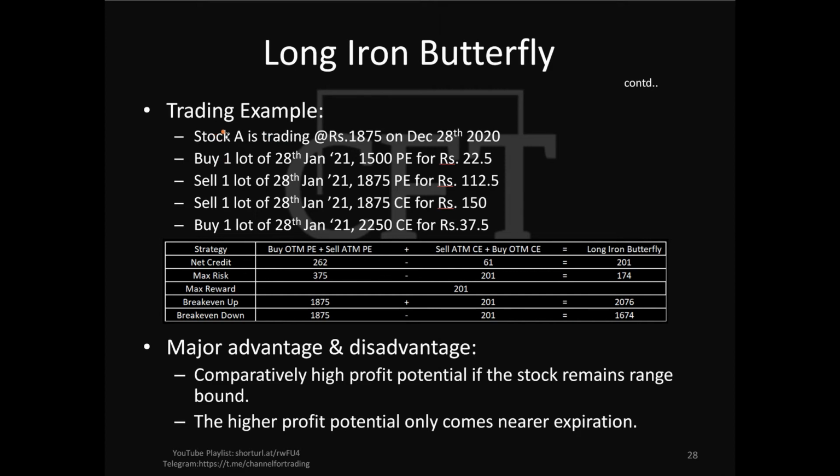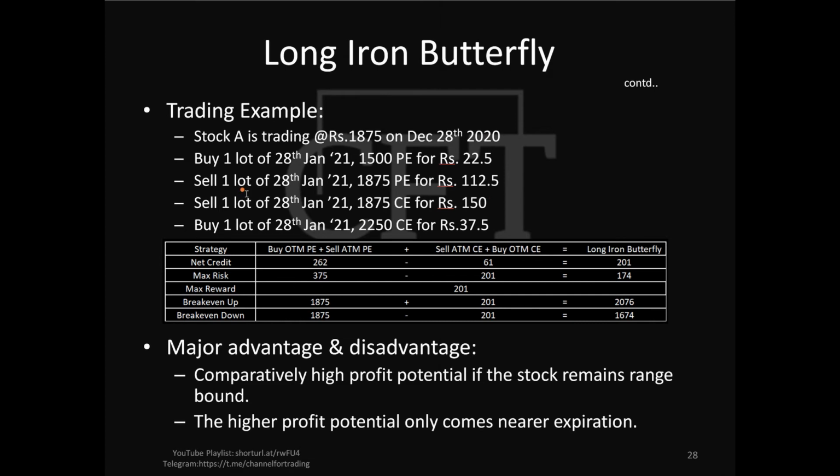So consider stock A is trading at rupees 1875 on December 28, 2020. Buy one lot of 28 Jan 1500 PE for rupees 22.5 and sell one lot of 28 Jan 1875 PE for rupees 112. For this calculation I have rounded off all these values, like 23, maybe 112, here 38, something like that. So there will be slight changes in the values here. Please bear it in mind.